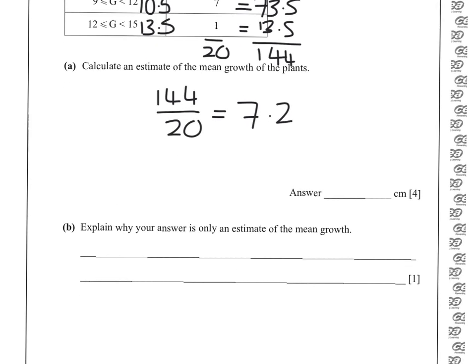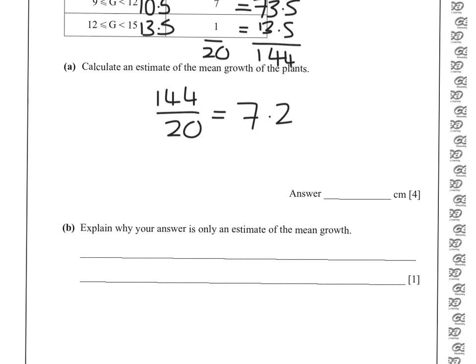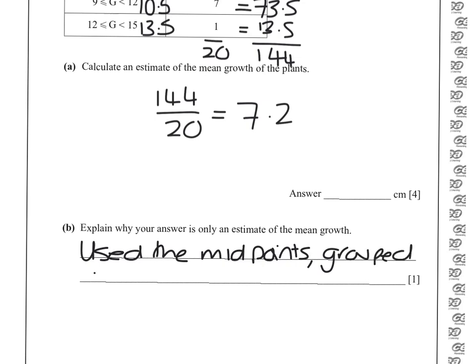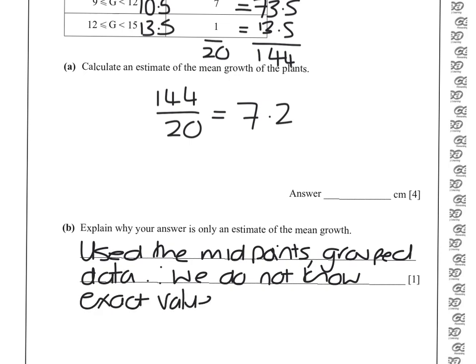We are then asked in B, explain why your answer is only an estimate, and that's because we use the midpoints. Group data. Therefore, we do not know the exact values. So long as you refer to the fact that you've had to use the midpoints and that we don't know the exact values, you'll get the mark.